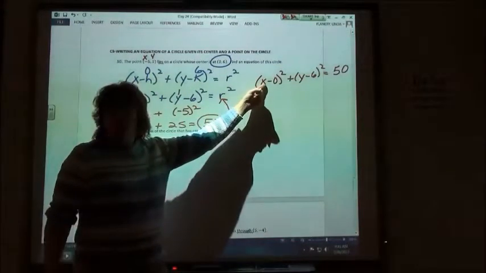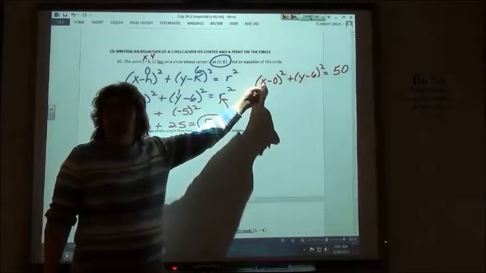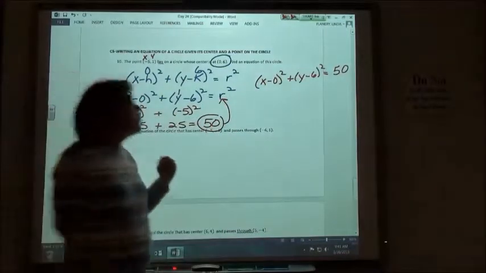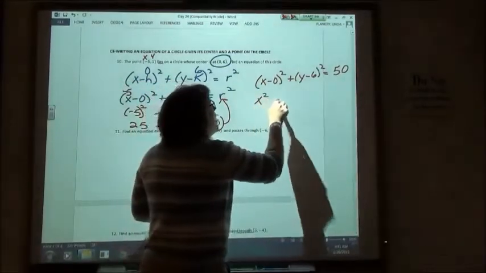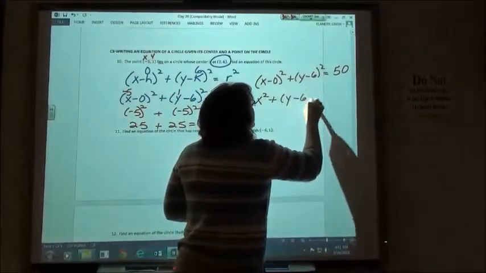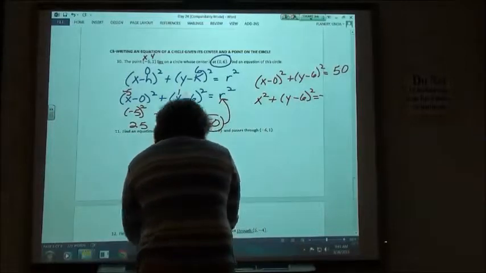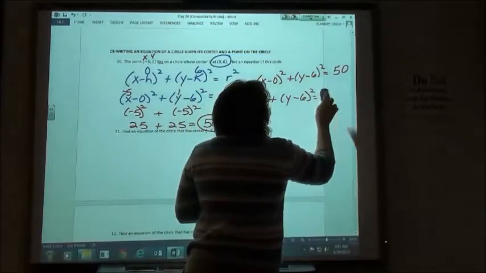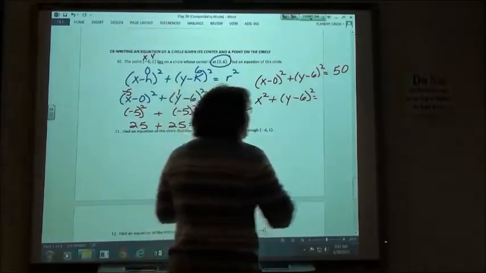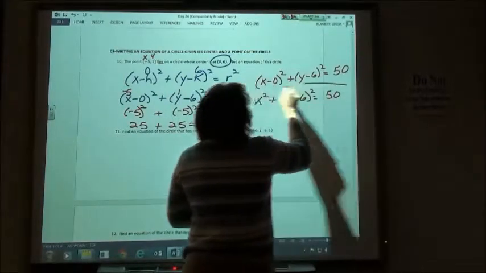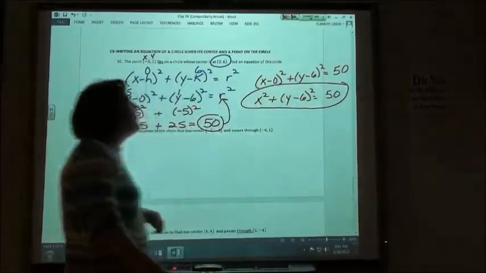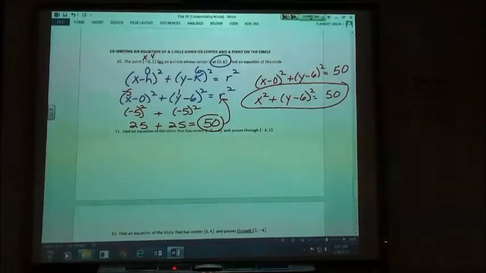(x minus 0) squared I can just rewrite as x squared. So x squared plus (y minus 6) squared equals 50. Most of them you can't simplify, but if you happen to have that 0, then you can simplify it because you don't really need the parentheses. And so my answer is just x squared plus (y minus 6) squared equals 50.